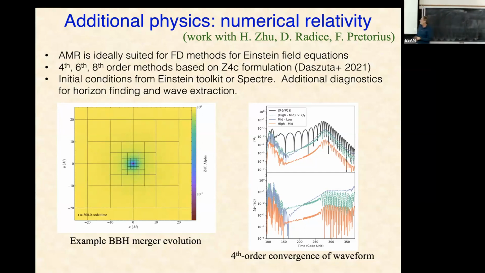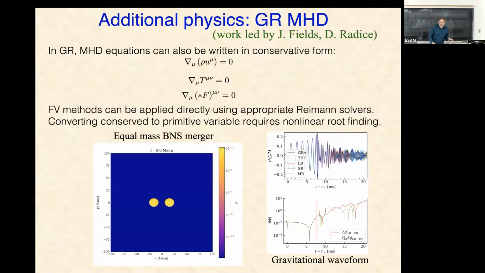You see the chirp of the merger and then the ring down phase of the remnant, and you can do convergence studies on this. And so you can do full relativity. And then if you have fluids and a dynamical space-time, you can look at very interesting problems in things like merger of compact objects, binary neutron star mergers, for example.